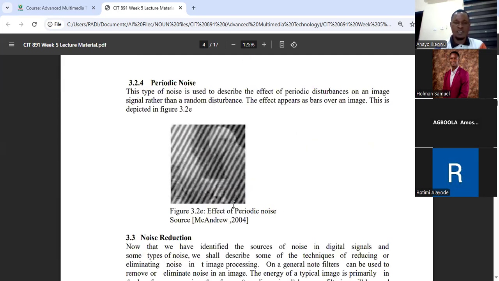Then periodic noise. This type of noise is used to describe the effect of periodic disturbance on an image signal rather than a random disturbance. Just like I said to you, if you snapped or captured a picture or an image and kept it for a long period of time, what will be the effect? It will generate this periodic noise. The effect appears as bars over an image. Sometimes you see it as if the thing is burning or washing away. Sometimes if the picture stays too long, it will be washing away. And look at the effect.